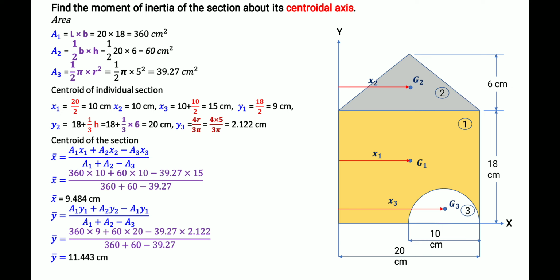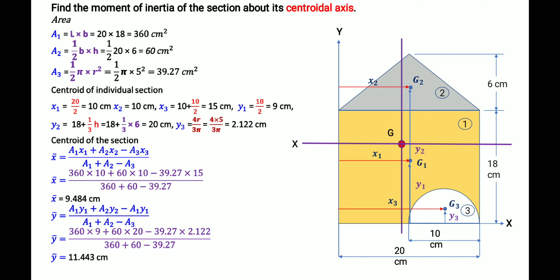Then y1, y2, y3 are the distances along the y axis. y1: the total height is 18, so the value is 9. Then y2 is 18 plus one by three of the height, so we will find that. Then y3 is this distance, for which we know the formula 4r by 3 pi. Then we can substitute these values in the centroid formula and we will get x bar and y bar. Then we will get the center point, the total centroid G of the total section.